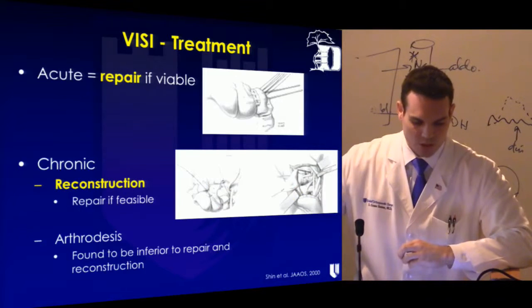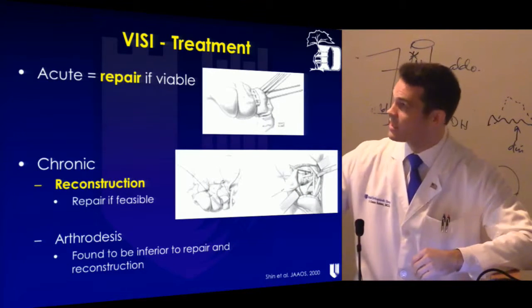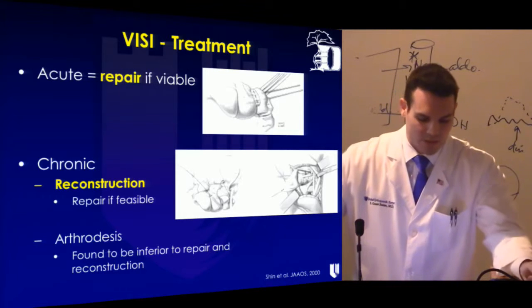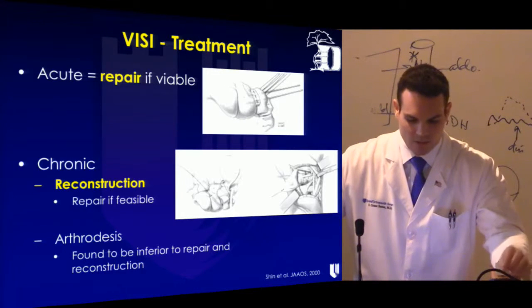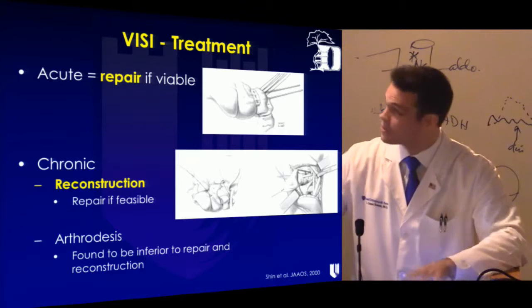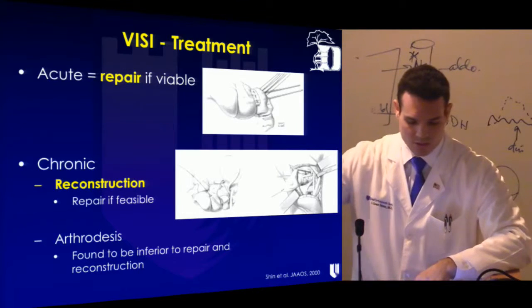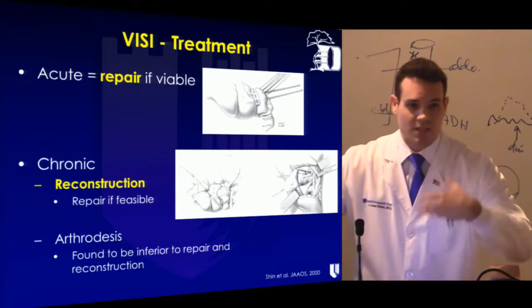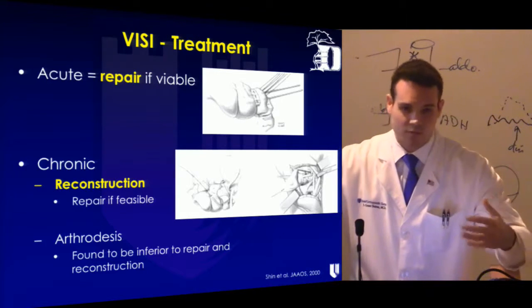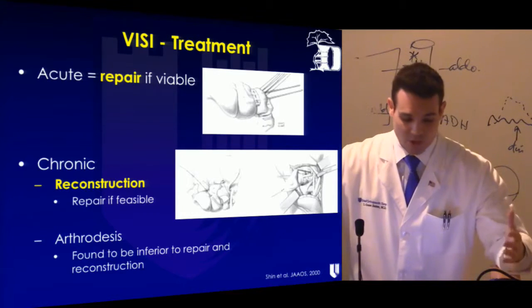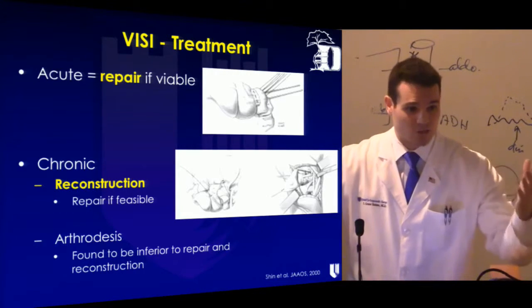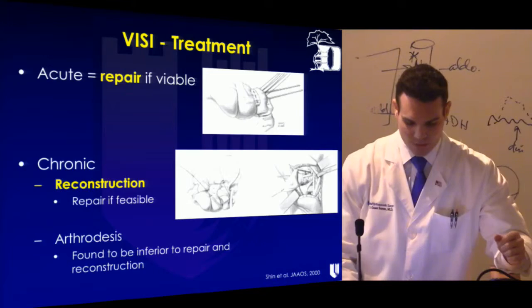In terms of treatment, acutely, you can repair if viable. This is an example of repair with suture using K-wires for the bone tunnels. Chronically, reconstruction is more common. Oftentimes, the radial strip of the ECU will be used to tether the lunate and the triquetrum together. And then arthrodesis is another option, but it was found to be uniformly not very good compared to reconstruction or repair, not just in terms of range of motion, but actually pain and complications as well.